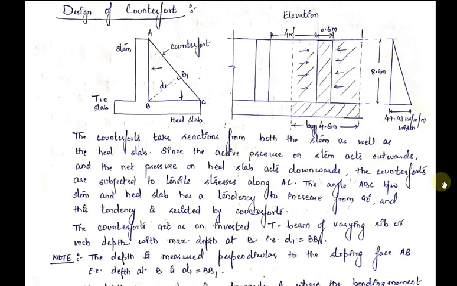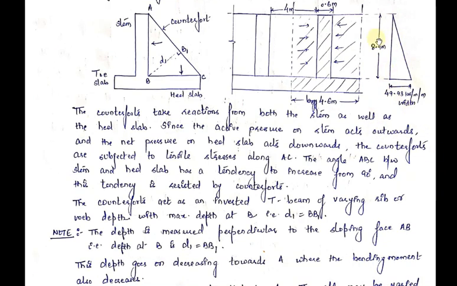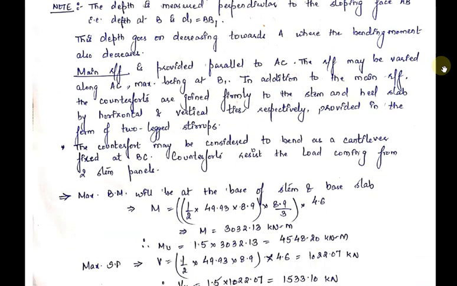So the area of this triangle will be half base into height. So half base is 49.93 and the height is 8.9, and this force will act at the CG of the triangle, and the CG of the triangle from the base is h by 3, that is 8.9 meters. So therefore the perpendicular distance will be h by 3. Now let's come to the calculations.